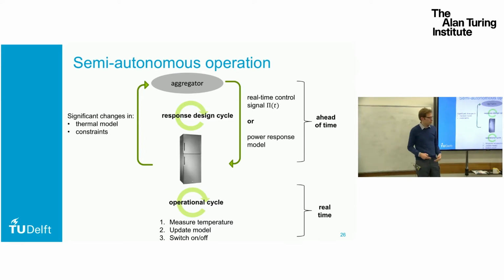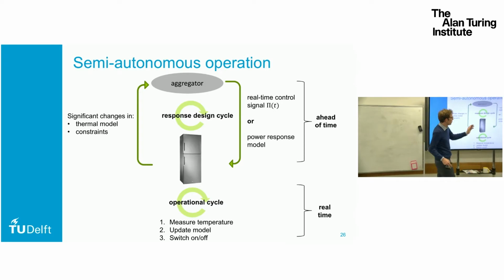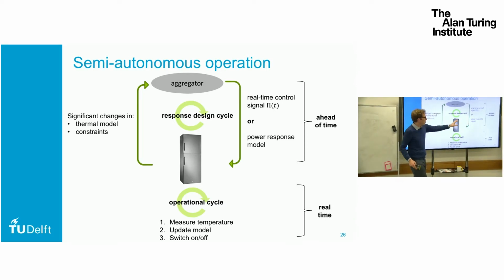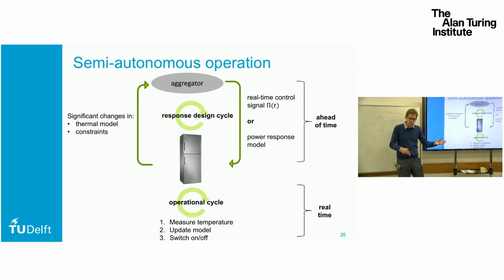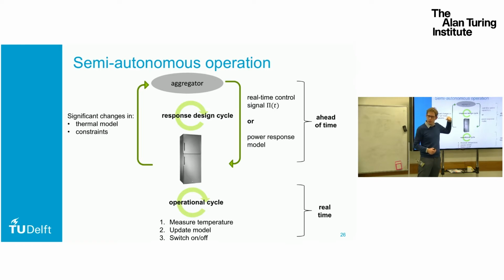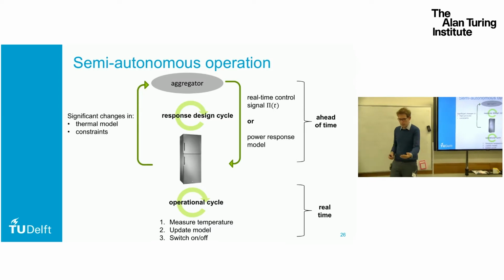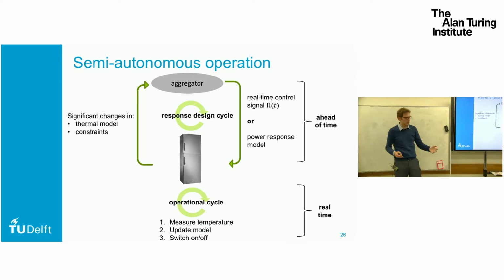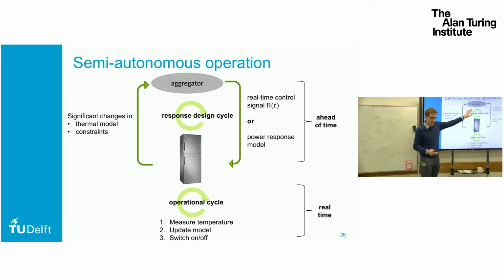We could use the grid frequency in the fridges to have a built-in power response model: if frequency is this, do this. This can be adapted and changed over time, but in a response design cycle that doesn't need to be real time. This can be hours or days ahead, so you can update maybe for grid conditions a few times a day. So that's low latency interaction.